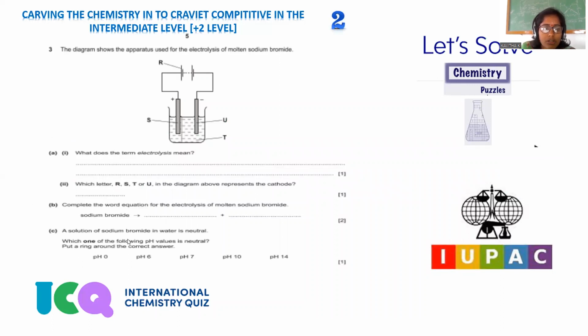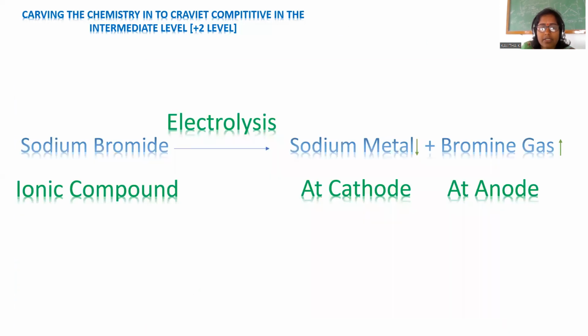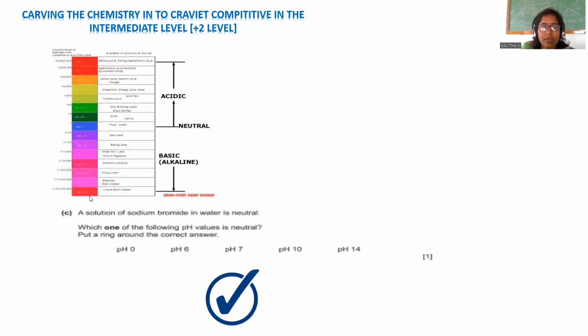And next question: a solution of sodium bromide in water is neutral. Neutral means the pH must be 7, because in accordance with the pH scale, we can mention neutral. Which one of the following pH values is neutral? Put a ring over the correct answer, right? So pH 7 is the correct answer, and this is the Sorensen pH scale where you can find it. Here pH 7 is said to be neutral, above that basic, below that acidic. So pH 7 is the correct answer for the neutral compound, sodium bromide.